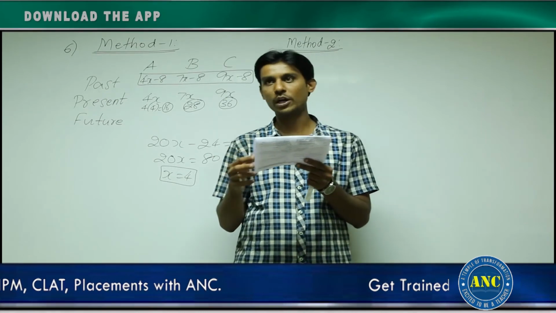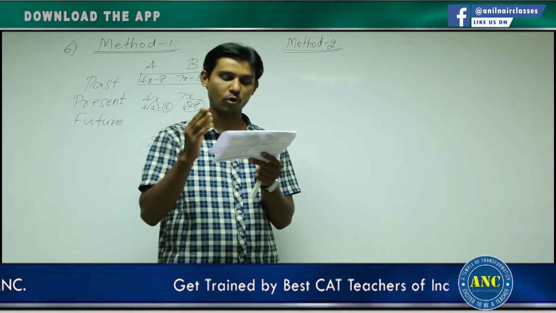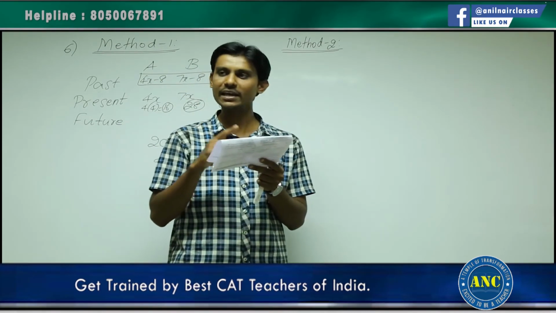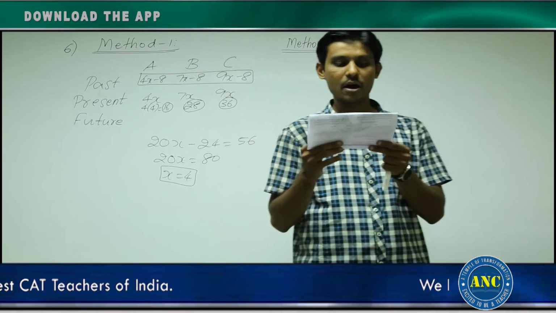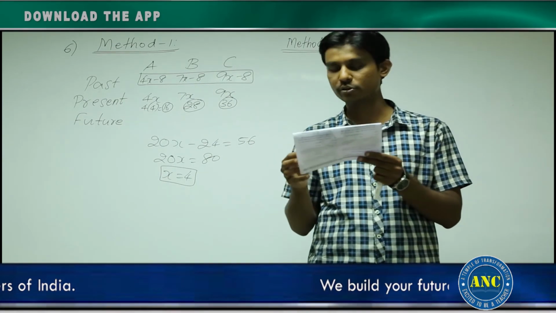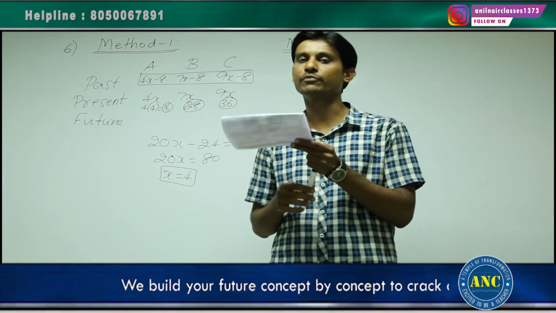Now there are 3 more options which are left. All of them are in the ratio 4 is to 7 is to 9. Out of these 4 options, options B, C and D are satisfying the first statement. Let us see the second statement. The present ages are in the ratio 4 is to 7 is to 9. 8 years ago, the sum of their ages was 56.